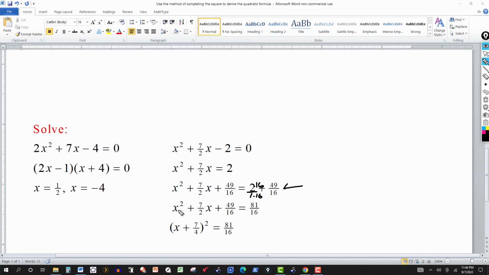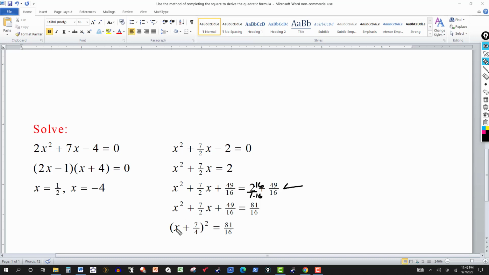And then on the left side, the x squared plus 7/2 x plus 49 over 16, that's actually a perfect square. And that's what this is about, of course. We're completing the square by taking half the coefficient of this x term, squaring it, and adding it to both sides. And that completes the square, because notice this trinomial factors into x plus 7/4 squared.